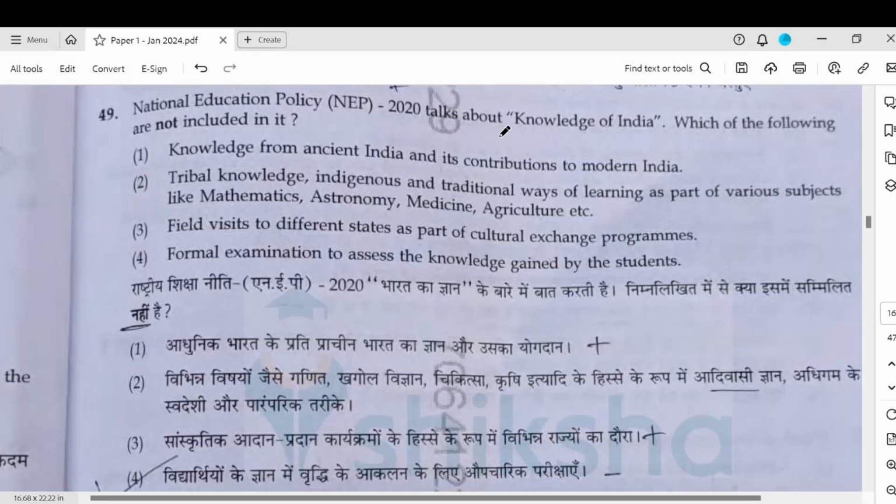NEP 2020 talks about knowledge of India. Which of the following is not included? So ancient India contribution is required. Tribal knowledge, yes. Field visits, yes. Formal examination is not mentioned.